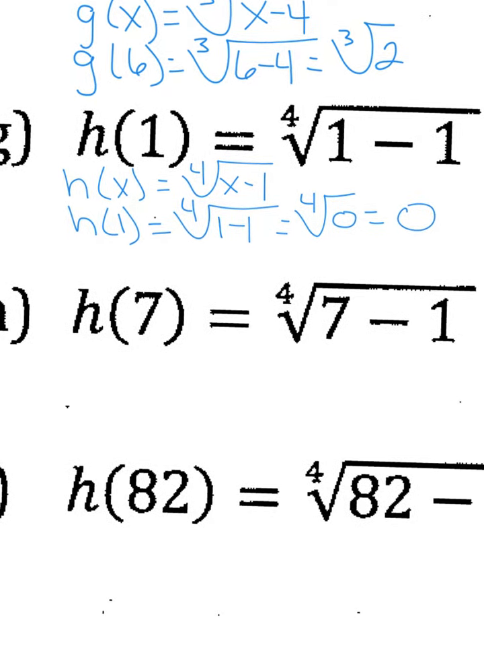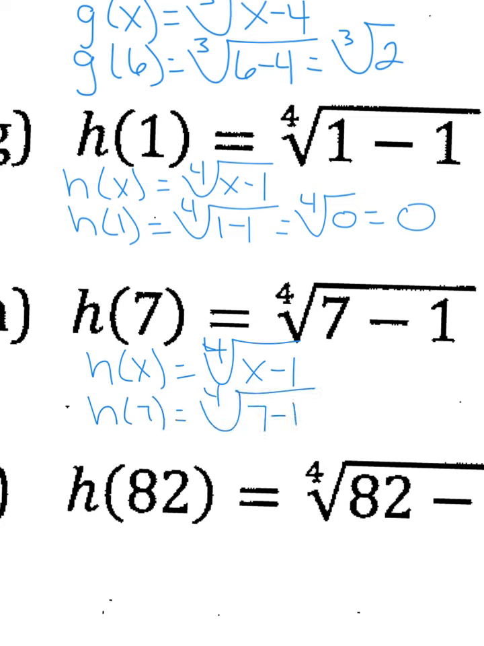Now I'm going to find h of 7. So h of x equals the fourth root of x minus 1. So I'm going to substitute the 7 for x. So h of 7 equals the fourth root of 7 minus 1. 7 minus 1 is 6. The fourth root of 6 cannot be simplified. There are no perfect squares or perfect fourth root factors inside 6, so this is done. It cannot be simplified any further.